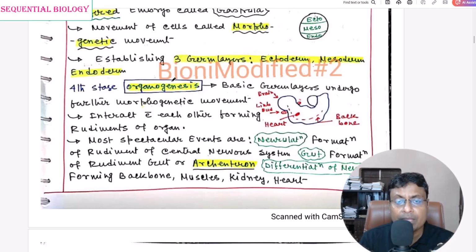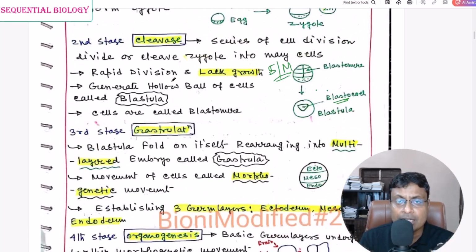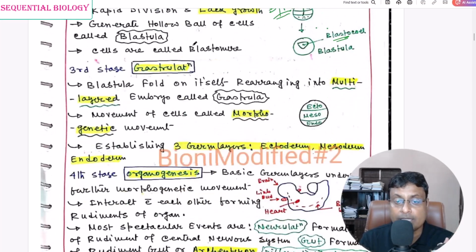And usually in developmental biology, these events are studied elaborately with the help of different kinds of model organisms, as an embryo.